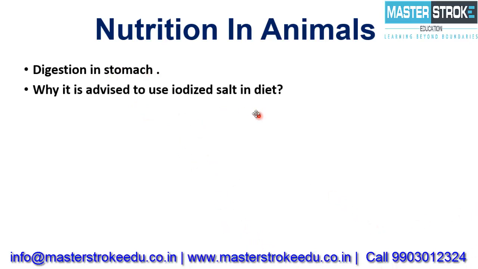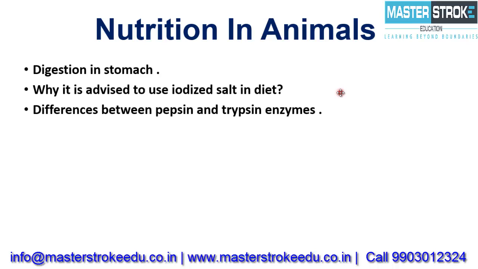Iodized salt in the diet is important for body growth. What is the relation of iodine salt deficiency to hypothyroidism? This is very important. In this regard you must also understand the role of thyroid hormone and iodine salt. Okay, difference between pepsin and trypsin enzymes. What is an enzyme, what are pepsin and trypsin, how do they work, and where do they differ from each other at the substrate level, you must understand.